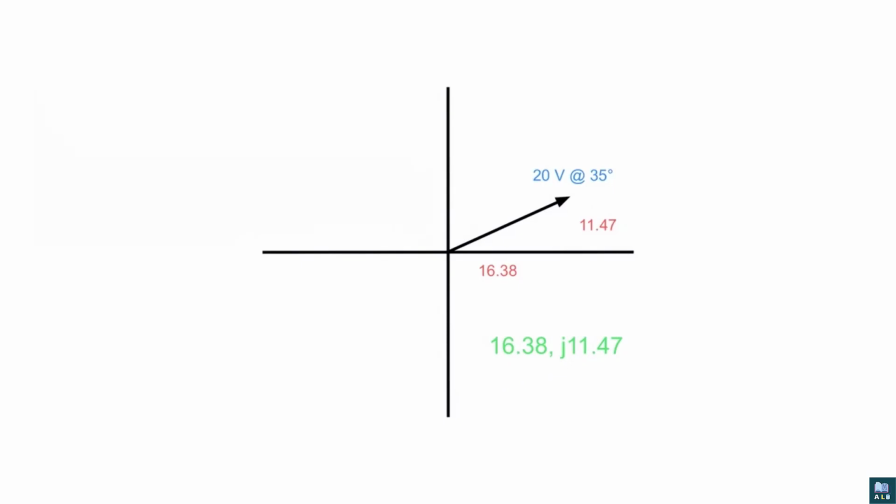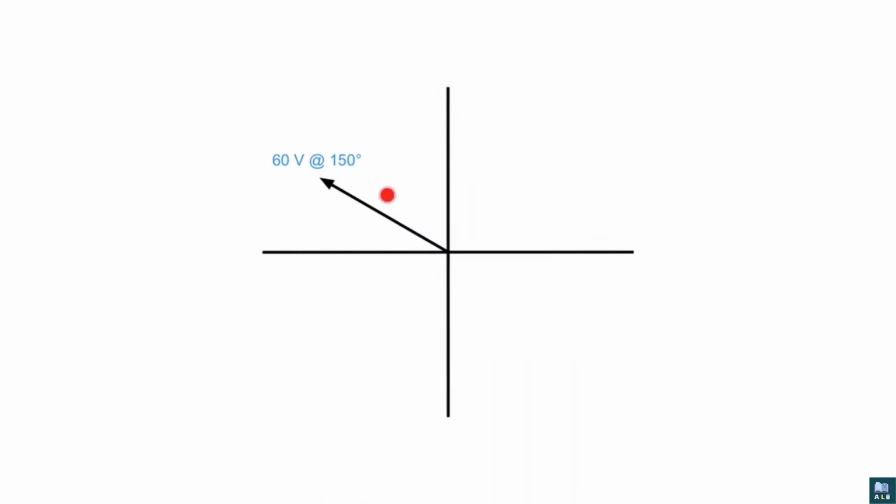So that's in quadrant 1. Now in quadrant 1, remember that it's both positive x and positive y. What happens when we end up in quadrant number 2? Boom, here we've got 60 volts heading at 150 degrees. We know that quadrant 1 was between 0 and 90, and quadrant 2 is between 90 and 180. So that's going to throw this vector into quadrant number 2.